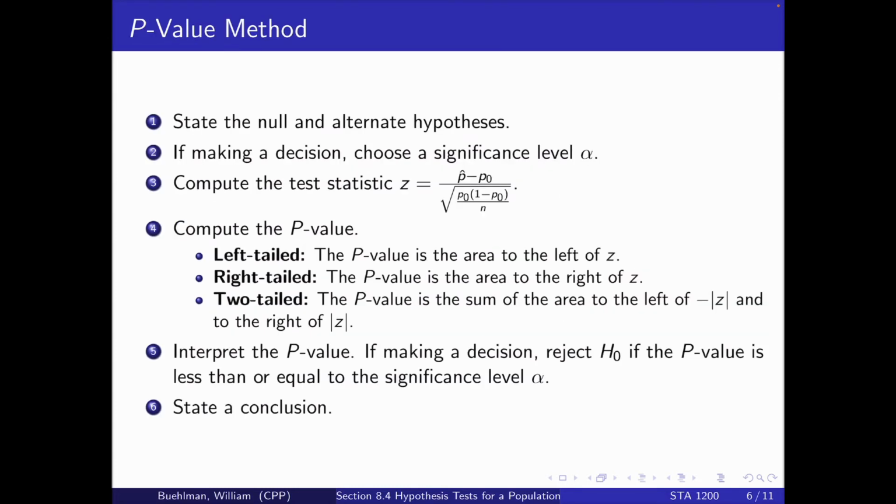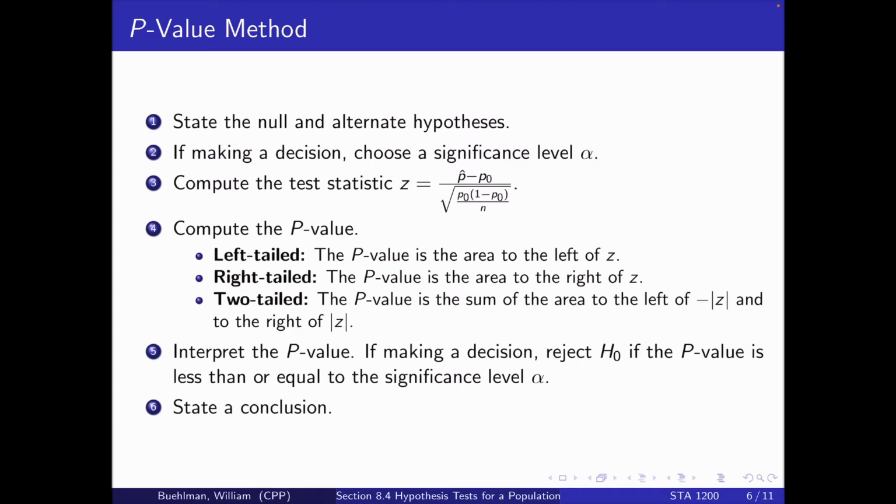For the p-value method, you're going to do these 6 steps. First, we state the null and alternative hypothesis. If we're going to make a decision based off of this, we have to choose a significance level, or you will be given one in a quiz or an exam or something like that. Compute the test statistic, z, which is equal to p hat minus p naught divided by the square root of p naught times 1 minus p naught divided by n.